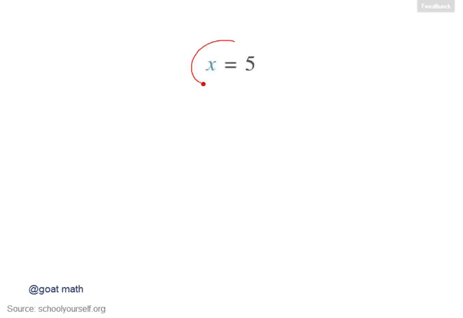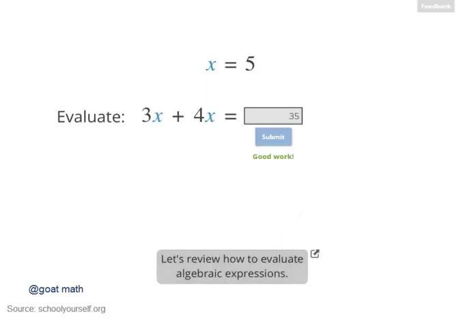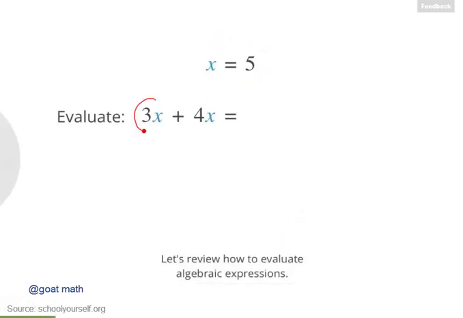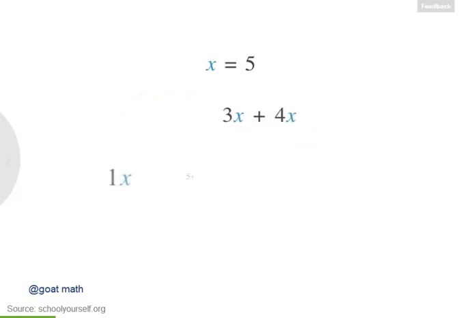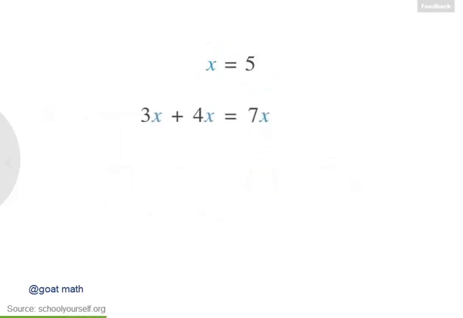To get started, suppose the variable x equals 5. Then evaluate this expression, 3x plus 4x, or click down here to review. Right, if x equals 5, then 3x equals 15, and 4x equals 20, so adding them together gives you 35. Now which of these other expressions down here is equivalent to 3x plus 4x? When x equals 5, which of these also equals 35? Right, 3x plus 4x equals 7x.